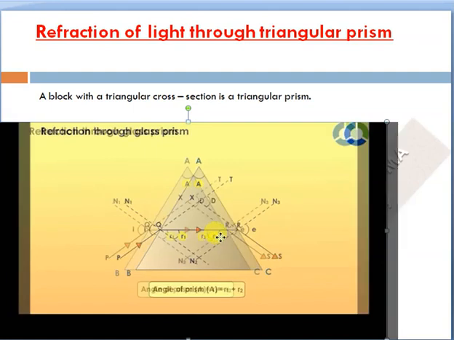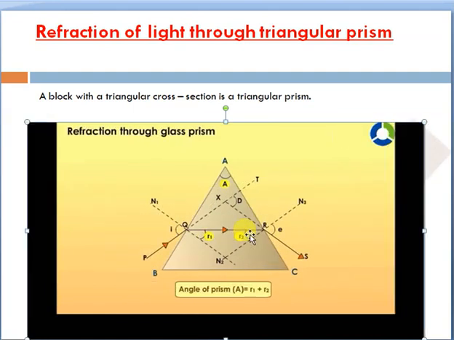Now this is my emergent ray, RS. The angle of emergence is the angle which the emergent ray makes with the normal. And look at this normal here, N2, N3. So look at the emergent ray. Now an interesting thing occurs here. Look at the incident ray. On getting here, the incident ray deviated. Instead of moving straight, it deviated here.